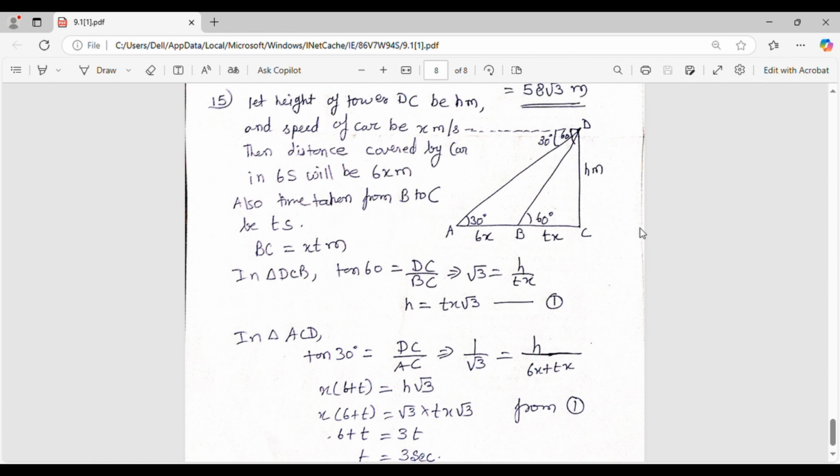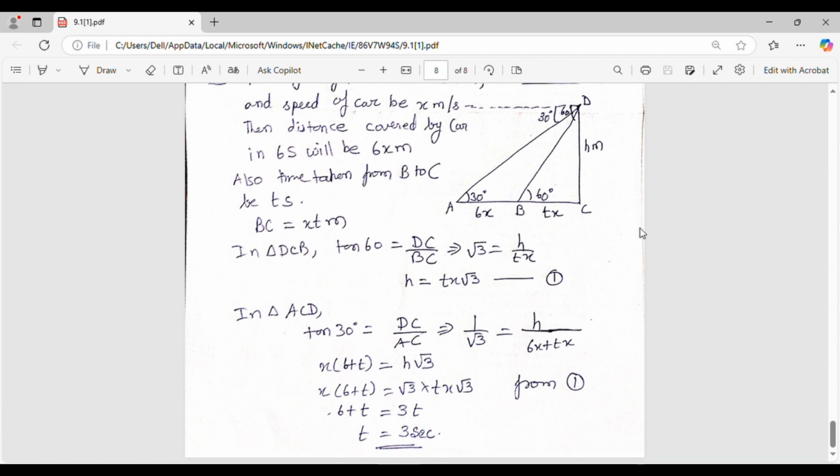In triangle ACD, tan 30 is DC upon AC. It is 1 upon root 3 is equal to h upon 6x plus tx. After cross multiplying, we will get x bracket 6 plus t is equal to root 3 into tx root 3 from equation 1. So we will get t as 3 seconds. So the time taken would be 3 seconds.